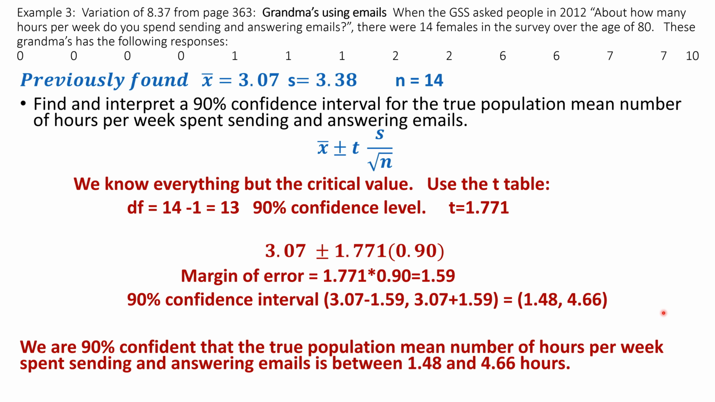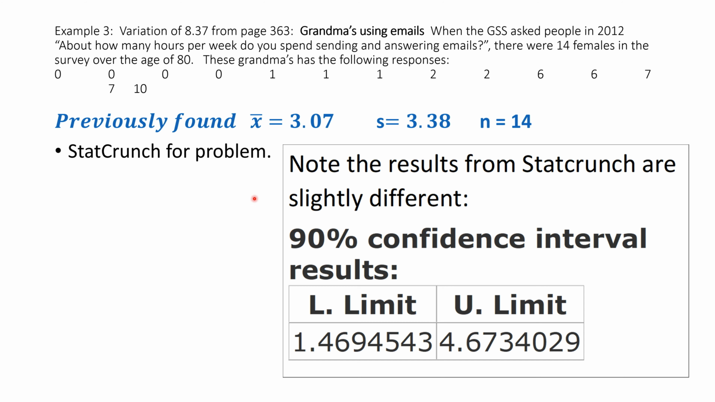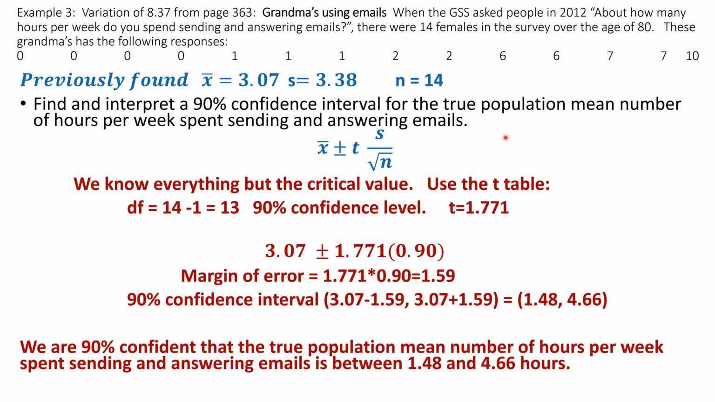The correct interpretation will be, we are 90% confident that the true population mean number of hours per week spent sending and answering email is between 1.48 and 4.66 hours. We use StatCrunch for this problem. This will be the output. You can see it is very close to what we got by hand calculation.